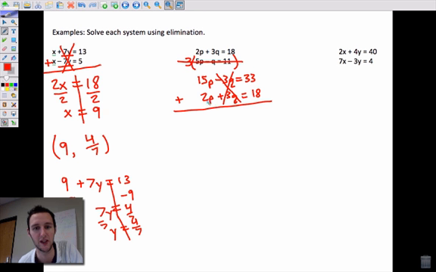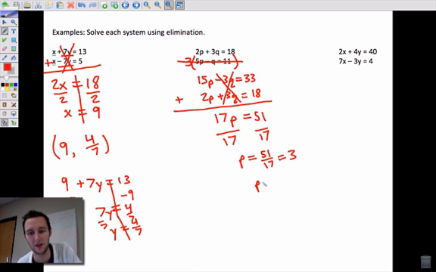So a 15p plus 2p is 17p equals 33 plus 18 is 51. Okay. Now I can just go ahead and solve this for p. So you get p equals 3. Now we need to find what q equals. So we can take this p equals 3 and substitute it back into one of these equations. So I'll substitute back into the first one.